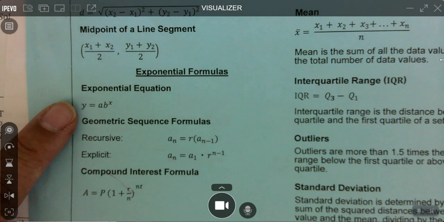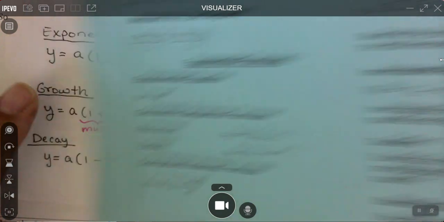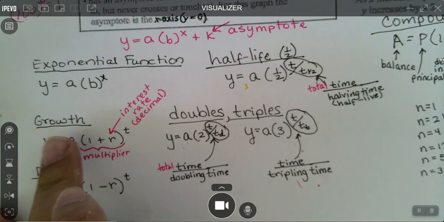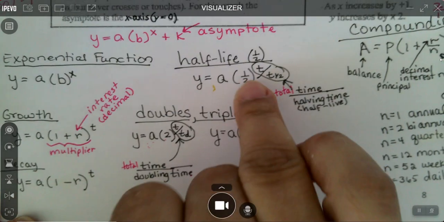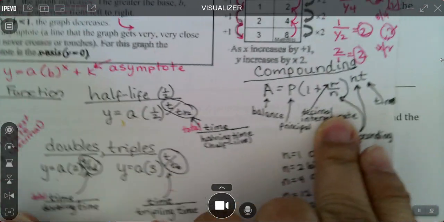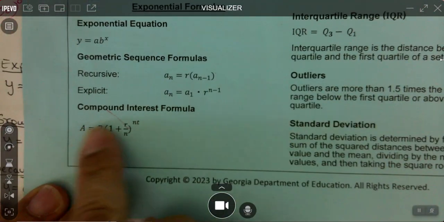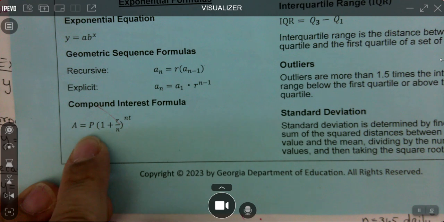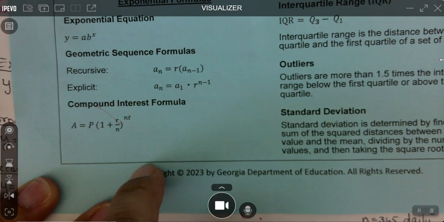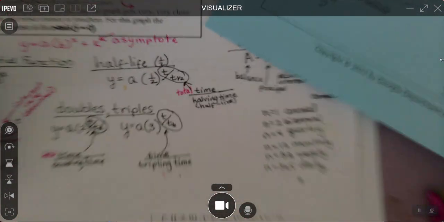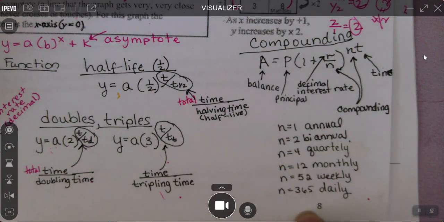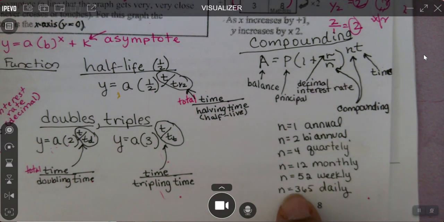Y equals AB to the X. So you need to remember, practice, write index cards: the growth formula, the decay formula, the half-life formula, doubling formula, tripling formula. The compounding formula is on the formula sheet, but does it tell you what is A, what is P, what is R, what is N, or what is T? No. So you need to know what they are and how to decide what the compounding value is going to be. Memorization, clear?